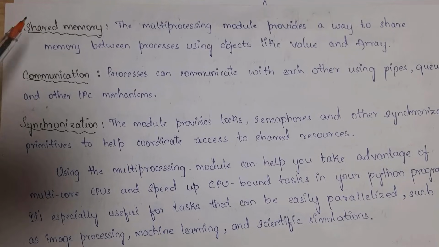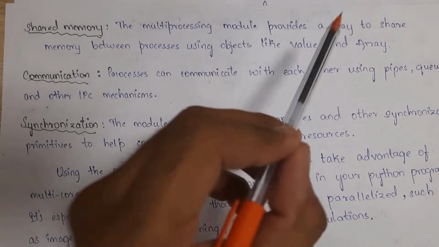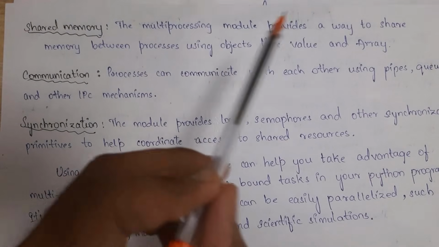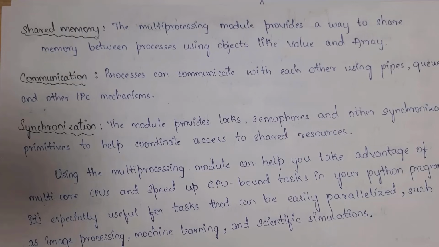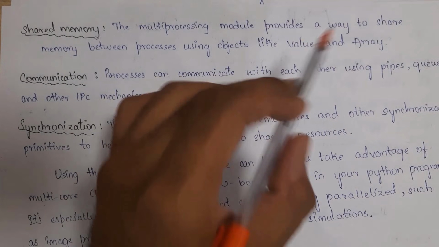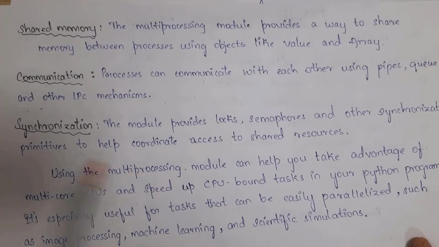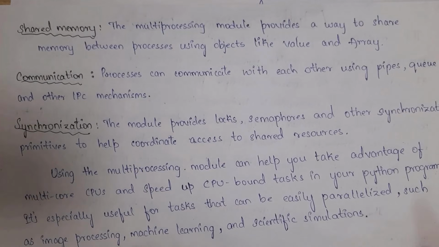And the next feature is shared memory. The multiprocessing module provides a way to share memory between processes using objects like Value and Array. This module can share memory between different processes, and it can be achieved by using Value and Array. And the next feature is communication. One process can communicate with another process by using pipes, queues and other inter-process communication mechanisms.